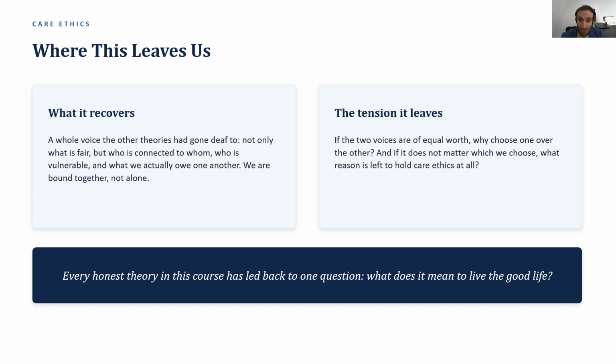And yet, it has also led us, as every honest theory in this course eventually has, back to the same foundational question. If there truly are two ways of thinking about ethics based on our biases, and we want to say they are of equal worth, why choose one over the other? If they are equal, then does it matter which we choose? This is the apparent tension that we have to sit with.